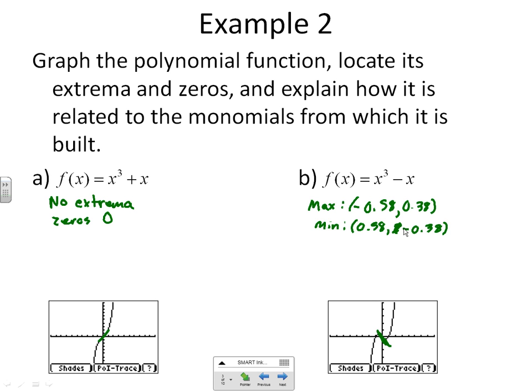Okay, which makes sense that there's quite a bit of symmetry going on here because this is an odd function, and if you look at this, it looks symmetric about the origin. So that's why we have the same numbers just with different signs. The 0 on this one is also at 0. That's where it's going through the x-axis, is at 0.